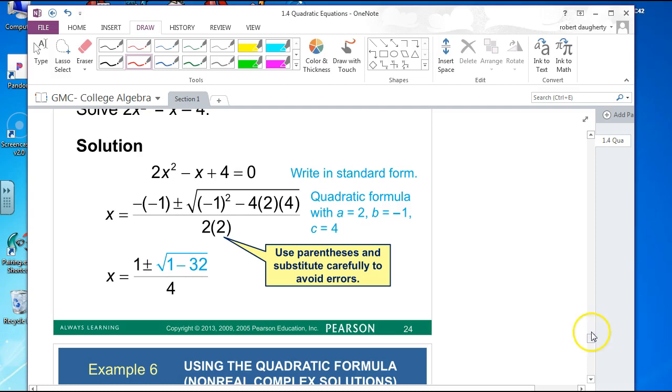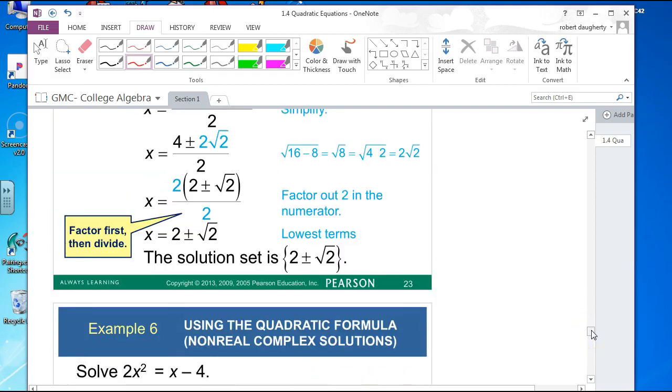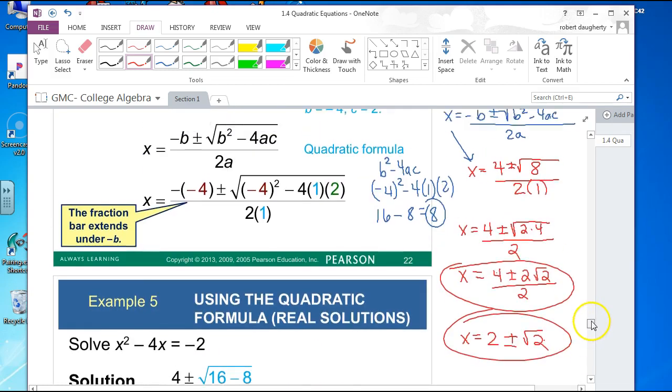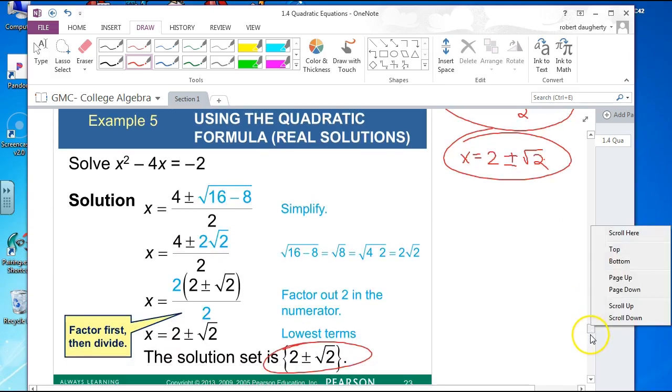And that's where we are. Yeah, 2 plus or minus the square root of 2 is the lowest term answer. Let's look at another example. So they've got another example for us here using the quadratic formula.